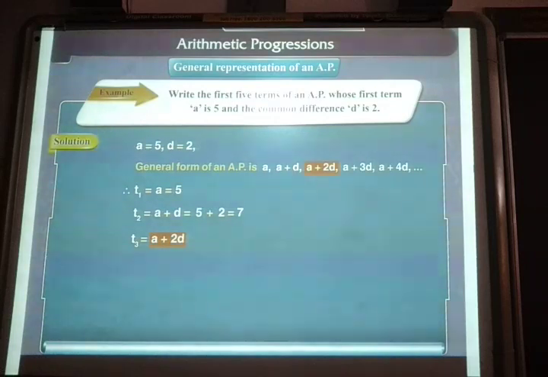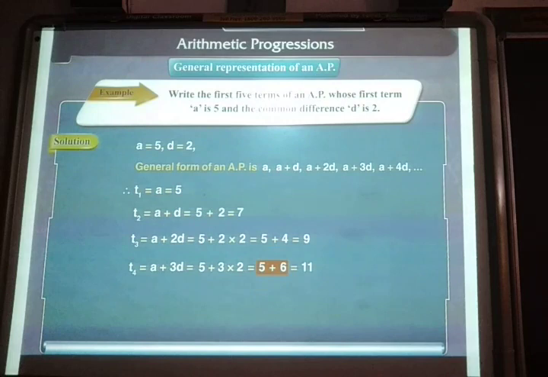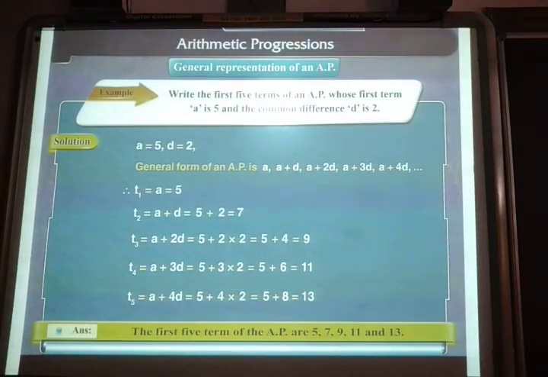T3 is equal to A plus 2D, which is equal to 5 plus 2 into 2, which is equal to 9. T4 is equal to A plus 3D, which is equal to 5 plus 3 into 2, which is equal to 11. And T5 is equal to A plus 4D, which is equal to 5 plus 4 into 2, which is equal to 13. Thus, the first 5 terms of an AP with the first term 5 and the common difference 2 are 5, 7, 9, 11 and 13.